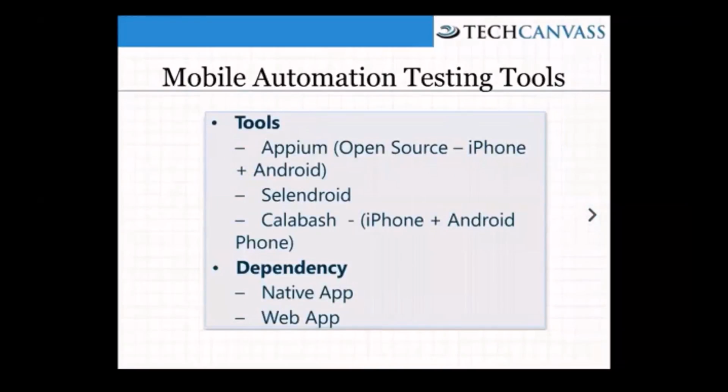Moving ahead, mobile Appium, yeah, I told you, Selendroid, Calabash, I haven't heard that, but yeah, Calabash. Okay, so native apps and web apps both can be automated using the mobile automation tools.